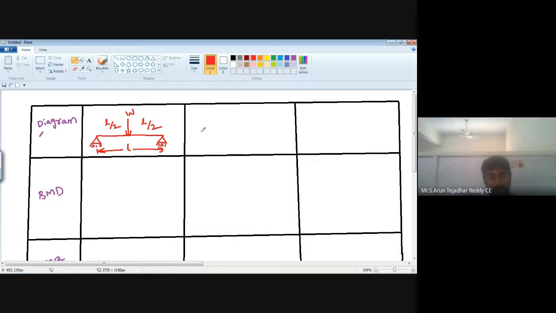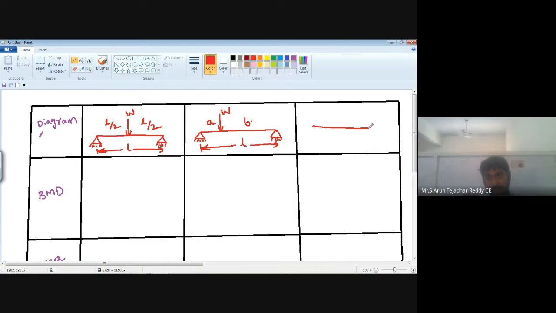Now, second diagram here. Simply supported beam, both ends are having hinge supports and the load is acting eccentrically, W, and the whole span is L. It means from load to left side it is A, from load to right side it is B. So the diagram is not symmetrical. We can simply say it as unsymmetrical.